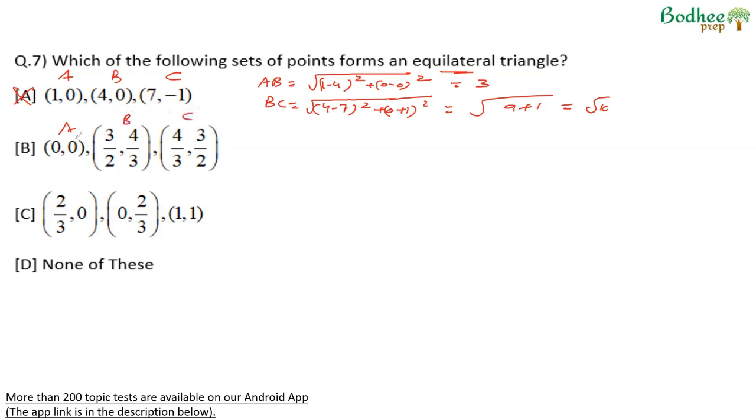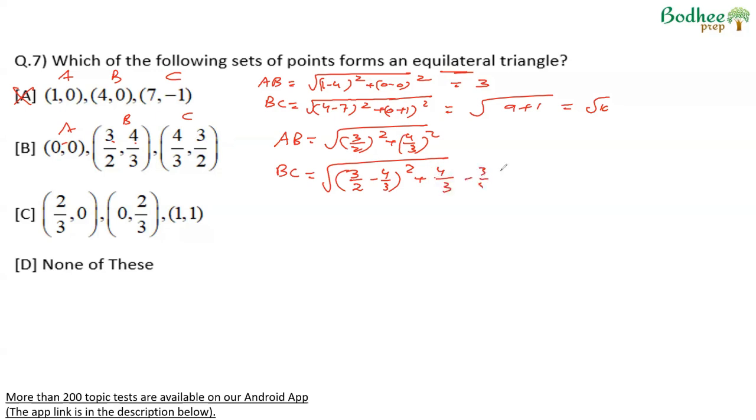Again, ABC, the lengths of AB and BC will be the same because 0 minus 3 by 2 square, 0 minus 4 by 3 square, and interchange. So these two will be the same. But if you look at AB, we can write AB first. AB will be nothing but 3 by 2 square plus 4 by 3 square, this minus 0 square plus this minus 0 square. If we look at BC, this will be root of 3 by 2 minus 4 by 3 square plus 4 by 3 minus 3 by 2 square.